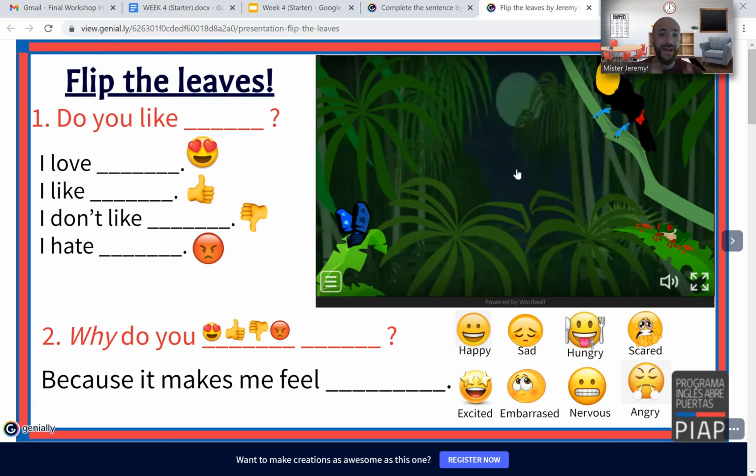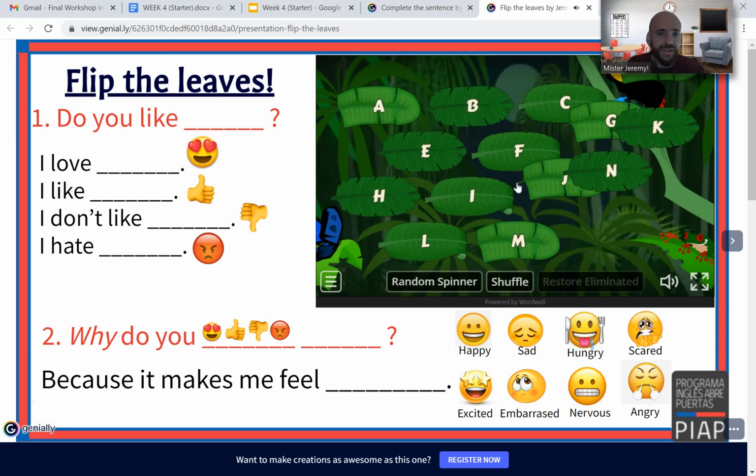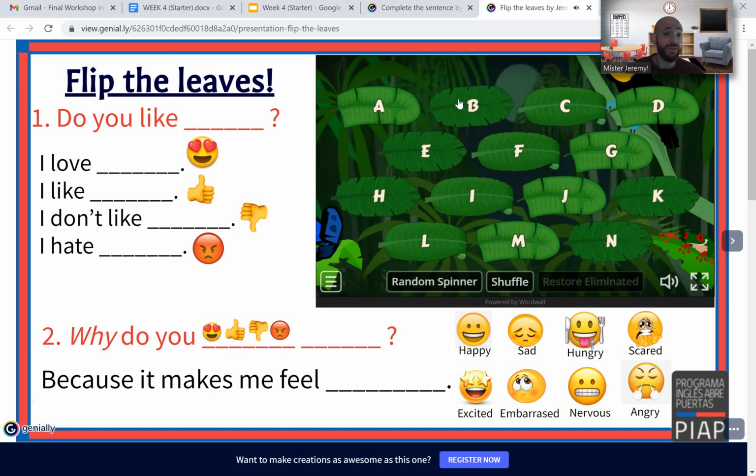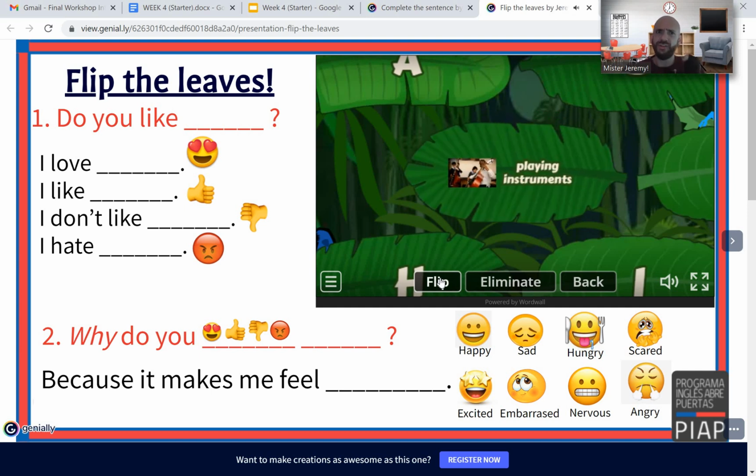So we have these different activities here. And so the idea is that maybe you're using the Go Fish thing or one of the other selectors on Online Stopwatch, and then you're allowing students. So, Juan Carlos, pick a leaf. He chooses E. So we're going to go flip that over. So Juan Carlos, do you like playing instruments?